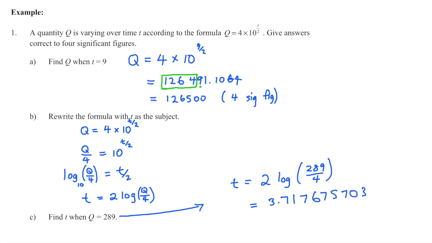The answer is 3.717675703. But the question says to give your answers to 4 significant figures, so there are my first 4 figures of significance, which means the answer is going to be 3.718. This is rounded up because the next digit along is a 6. Now, what does t stand for? It stands for time. I don't know if it's years or months or whatever, and that doesn't matter.